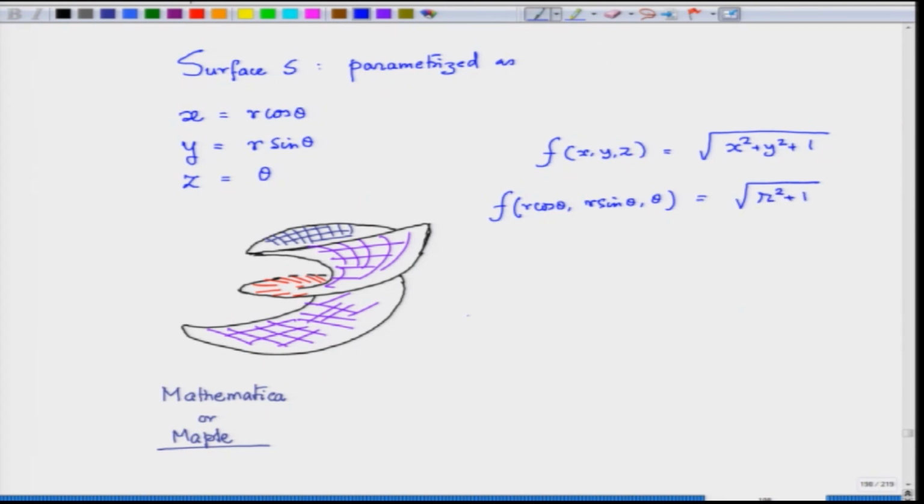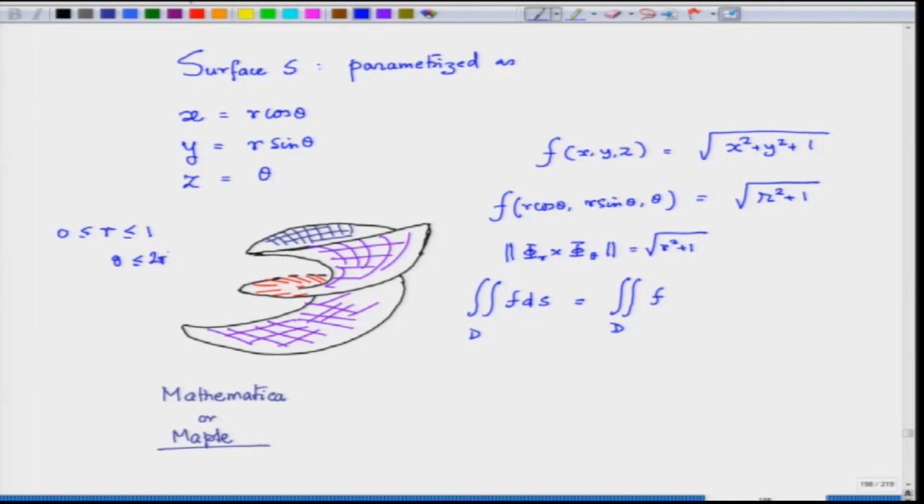Similarly, if you compute the norm of phi r cross phi theta, that would also be root over r square plus 1. That is the interesting part here. Then the integral, I leave it to you to calculate, with dr is actually integral f. You know the domain now: r is between 0 and 1, and theta is going between 0 and 2 pi, because we have taken a circle of radius r. We are going within that zone.